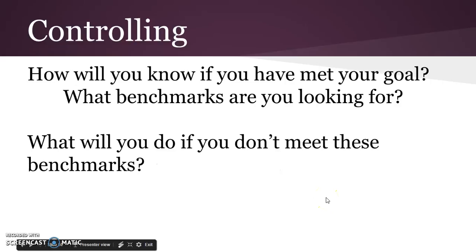And then finally, controlling, the last function of management. How will you know if you have met your goal or not? What benchmarks are you looking for? These are the things that are going to be put in place that you are going to assess and analyze to determine whether or not you have to go back to the previous 3 functions of management and make adjustments. What will you do if you don't meet these benchmarks? What's going to be your action plans, your contingency plans that might need to be put in place in case adjustments do need to be made? And that concludes the controlling end of the 4 functions of management, as well as tying everything together.